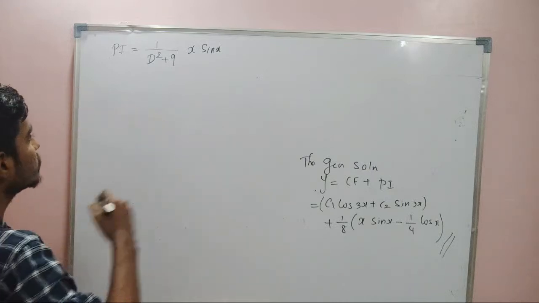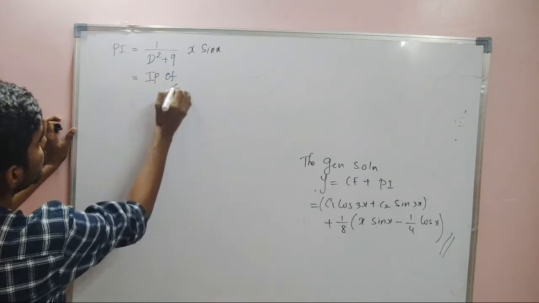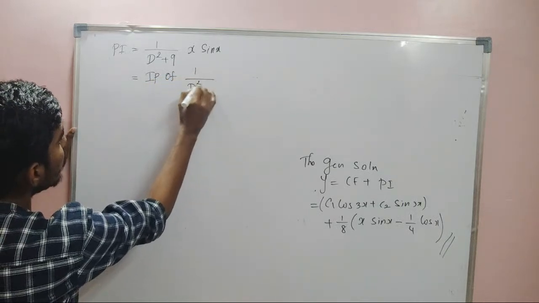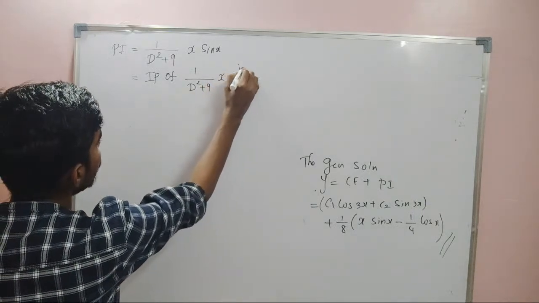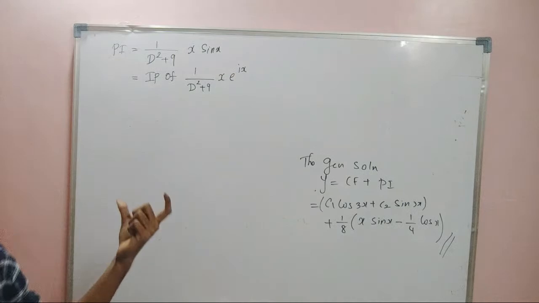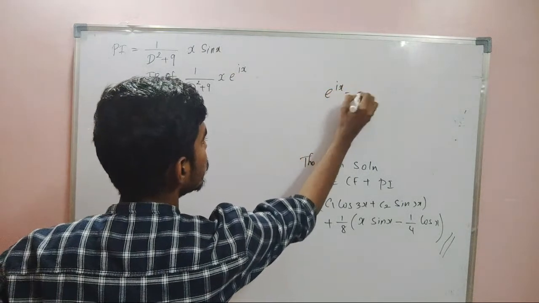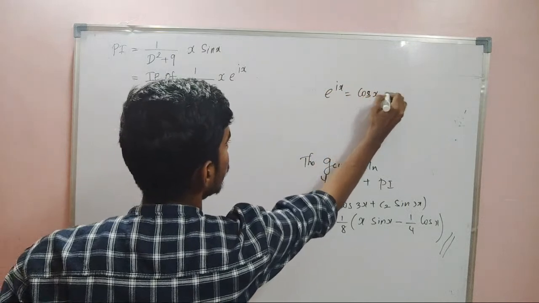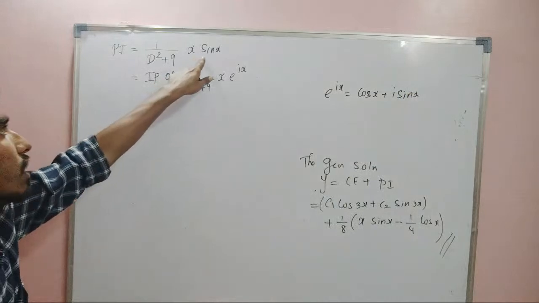So how I am going to write this is, I am going to write this as imaginary part of 1 by d square plus 9 x into e power ix, right? So what is e power i theta? What is e power ix? This is cos x plus i sin x, right? Cos x plus i sin x. Here you can see we have only sin x.